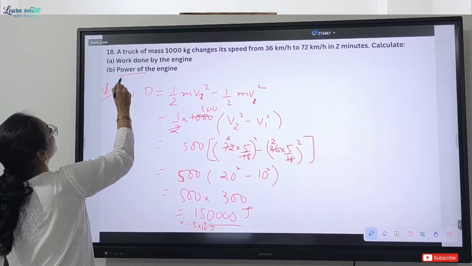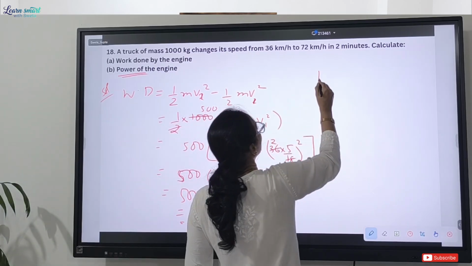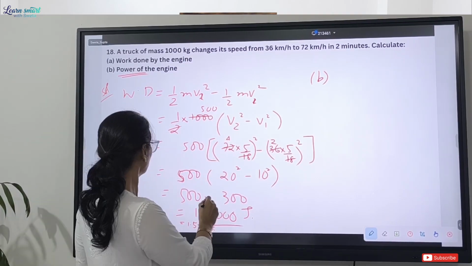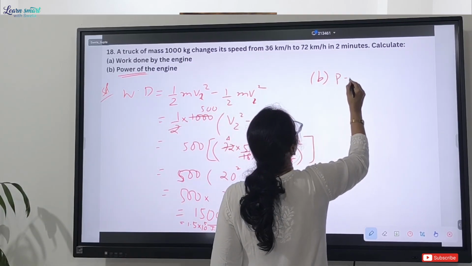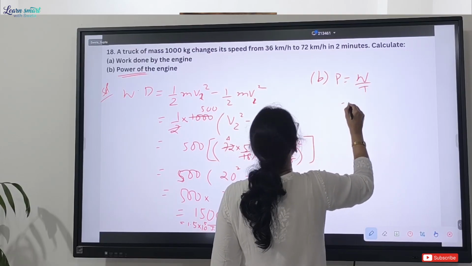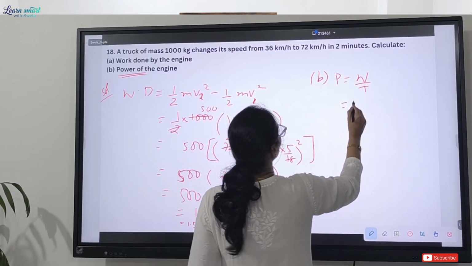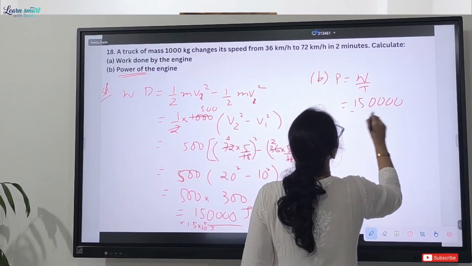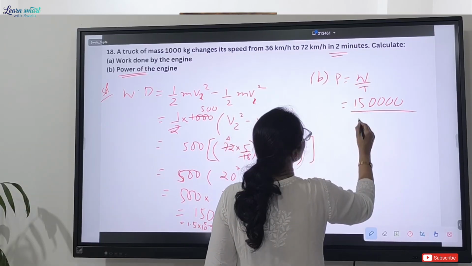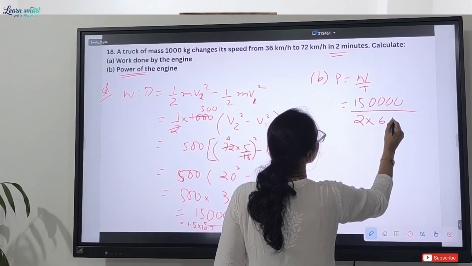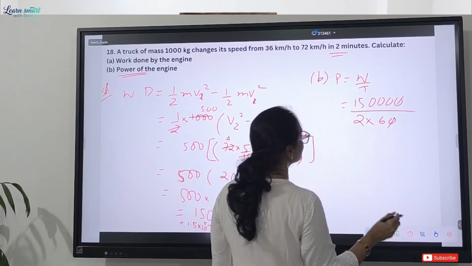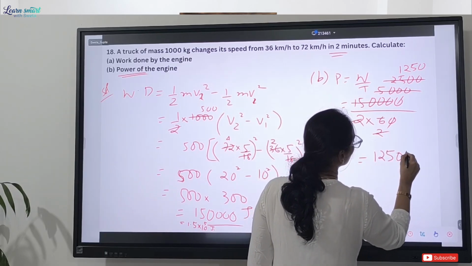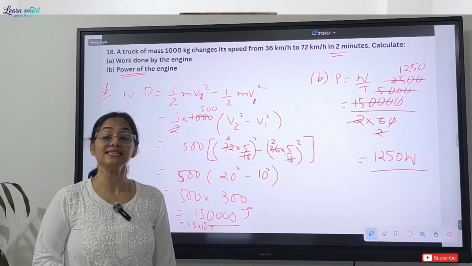Next is power we have to calculate. I have done a work power question in my last video. You can go and watch. So power is equal to work done upon time taken. Work done is how much? 1.5 into 10 to the power 5 joules, and time taken is 2 minutes. We'll convert it to seconds, 2 into 60, and just calculate it now. So power will be 1250 watt. Let's see the next question.